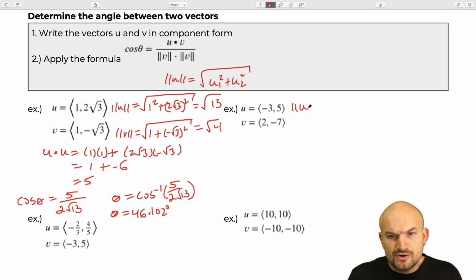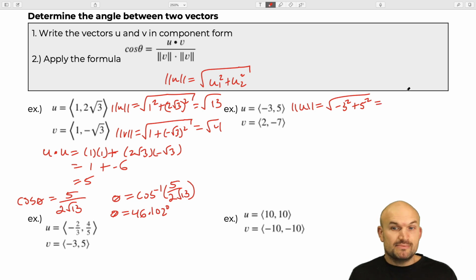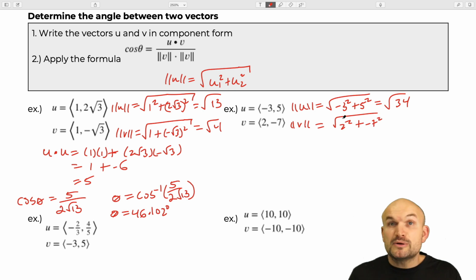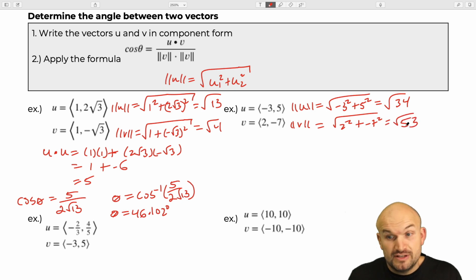So again, let's just find the magnitude first. That's going to be negative 3 squared plus 5 squared. So therefore, that's going to be 9 plus 25, so that's going to be the square root of 34. And the magnitude of v is going to be the square root of 2 squared plus negative 7 squared. Just remember you're squaring the negative 7, right? So that's going to be 49 plus 4, which is going to be the square root of 53.